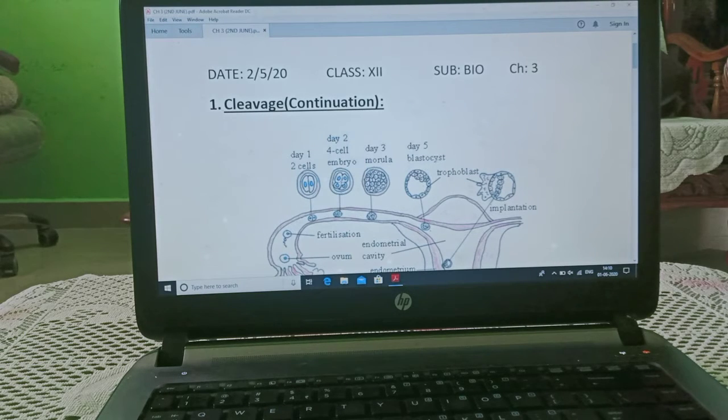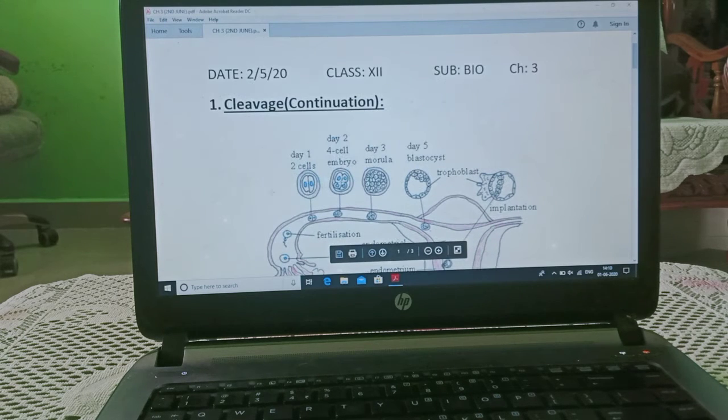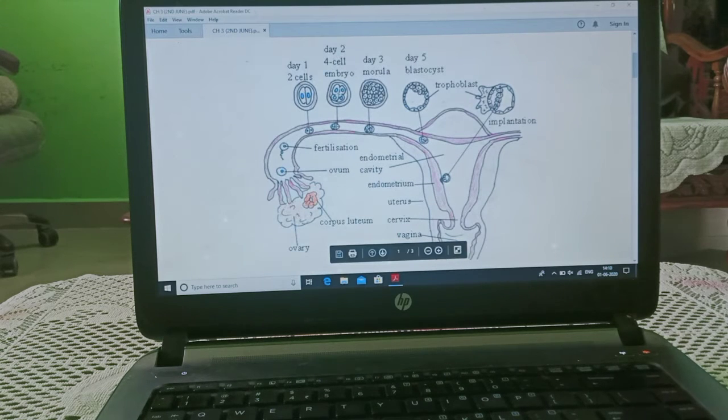Today we are starting with cleavage. As you can see, it is the continuation of what we have studied in the last lecture. This is the ovary, with finger-like projections called fimbriae, and fertilization.